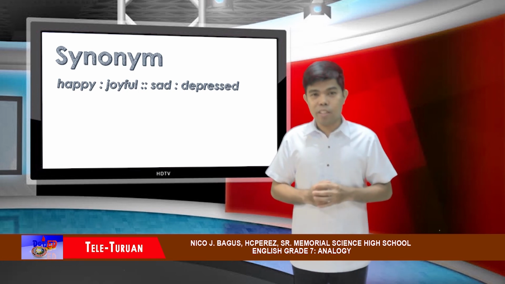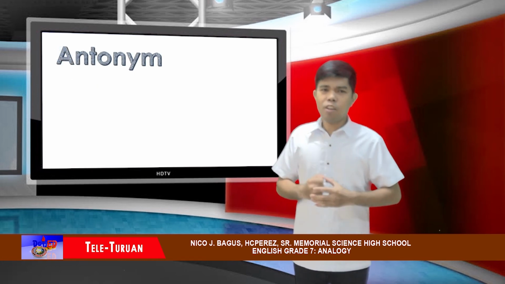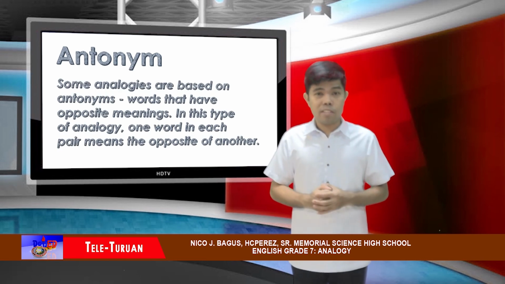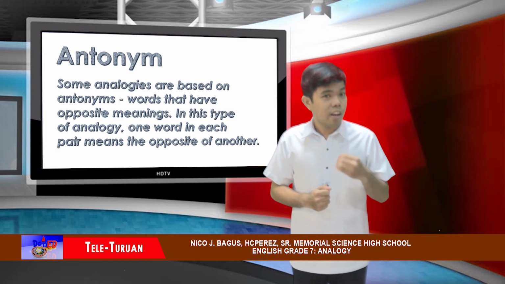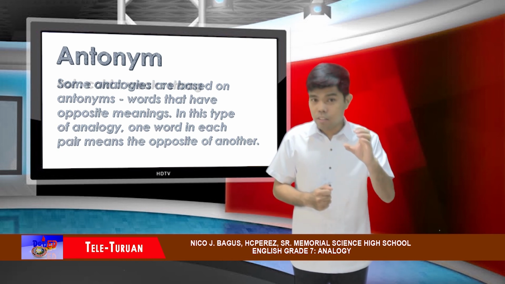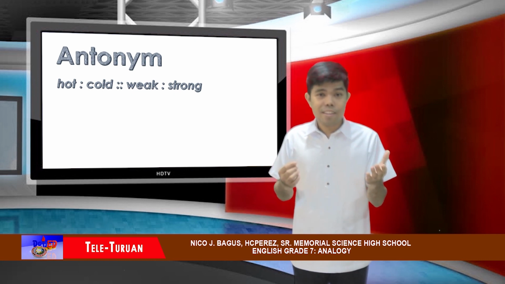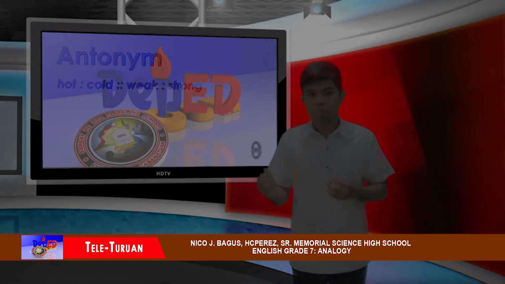Next is antonym. Some analogies are based on antonyms, words that have opposite meanings. In this type of analogy, one word in each pair means the opposite of another. Example: hot is to cold as weak is to strong.